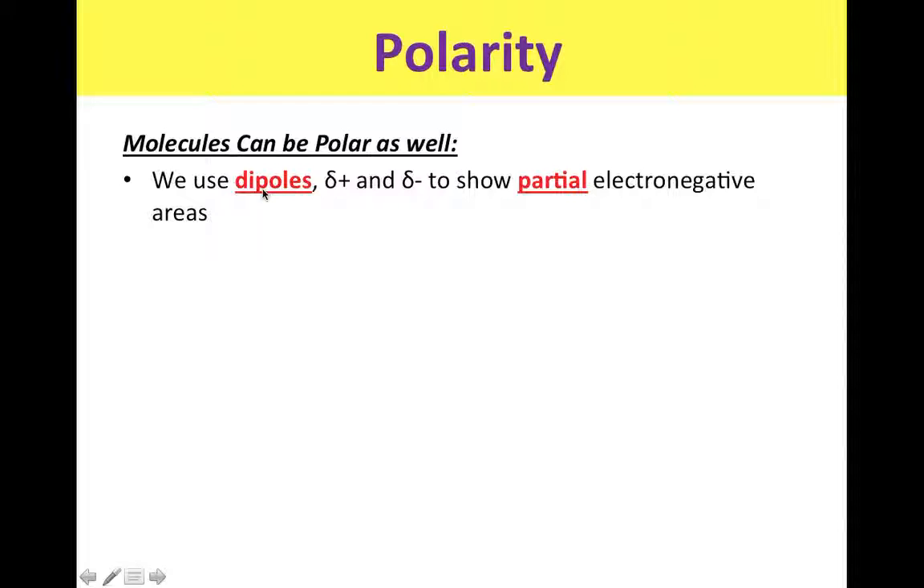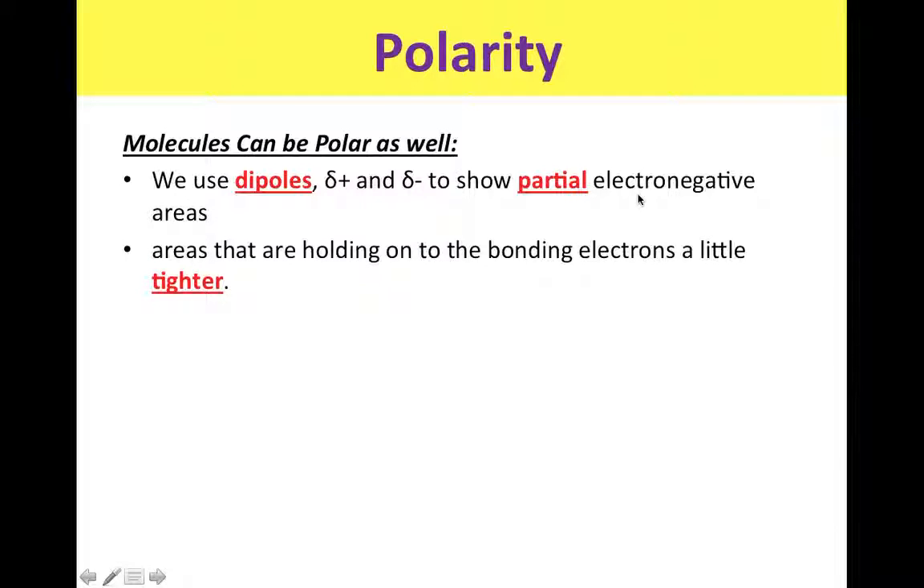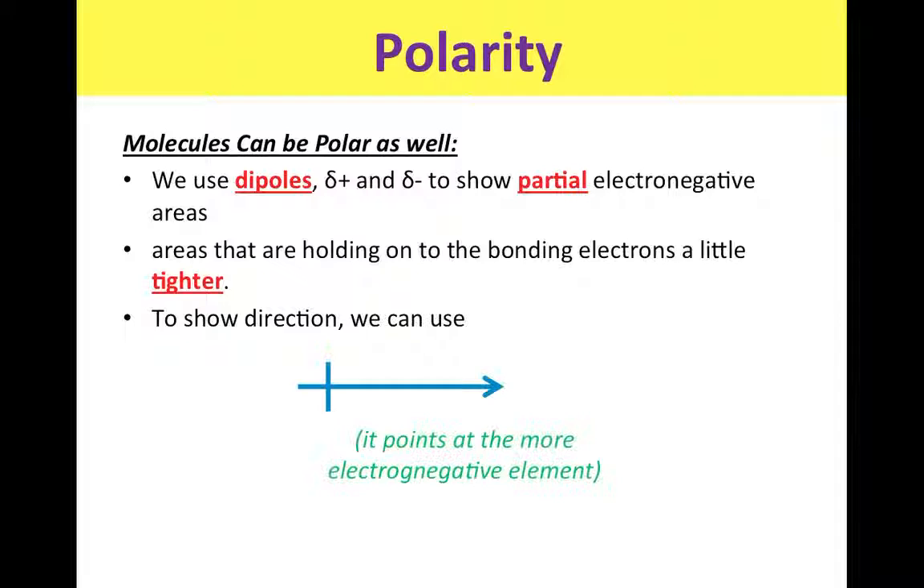So when we have molecules, we have to look at their polarity. Okay, so the bond polarity, and we call this a dipole. And they show partial electronegative areas. So let's take a look at a molecule in a minute. So areas that hold more tightly to an electron, and we can show the direction of that hold with this kind of arrow. So this shows the positive side, where this shows where the electron is. So it points at the more electronegative element.